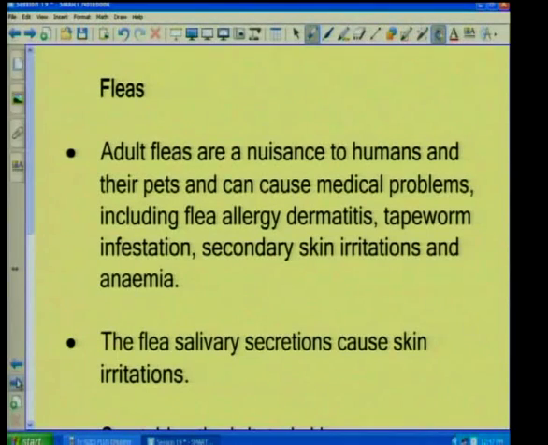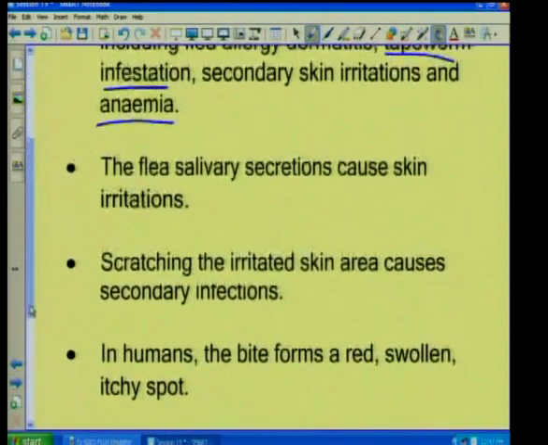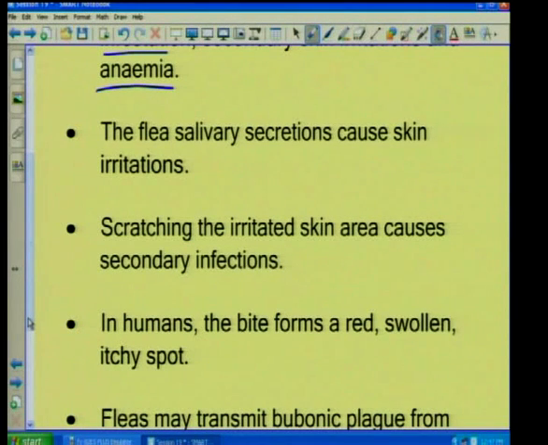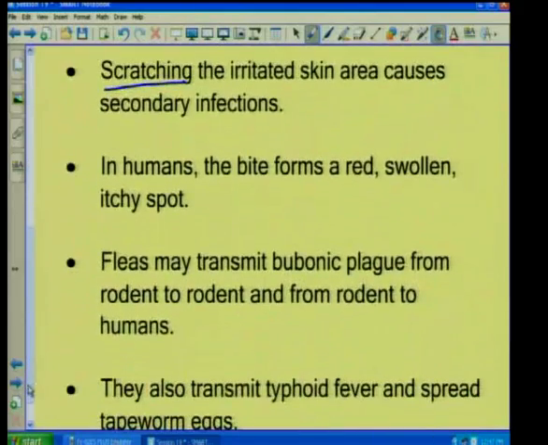Fleas, well, your adult fleas are a nuisance, really. They cause irritation to pets. They cause allergies and tapeworm infestations, because it's an intermediate host as well. Secondary skin irritations, anemia, because they suck the animal's blood. Flea saliva secretions cause skin irritations. Scratching causes skin damage. And then also humans. I mean, if you've got animals that have got fleas, you end up with bites, and it's awful. I'm going to show you a picture now.